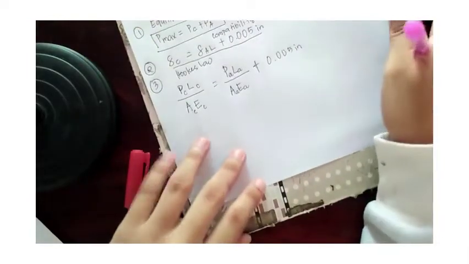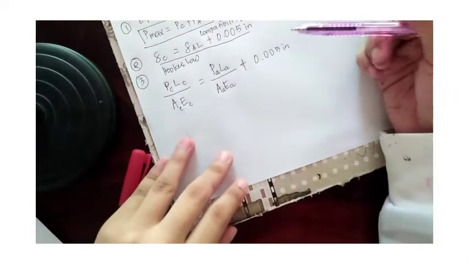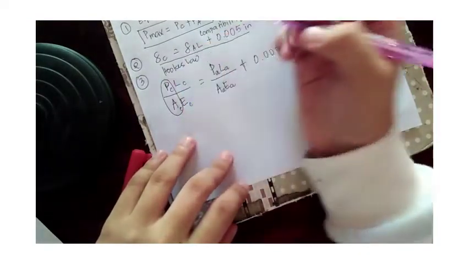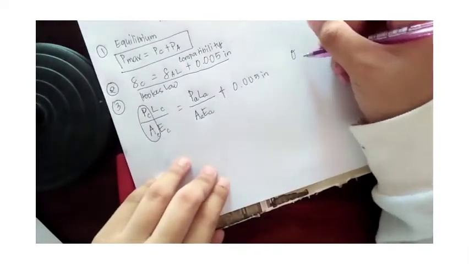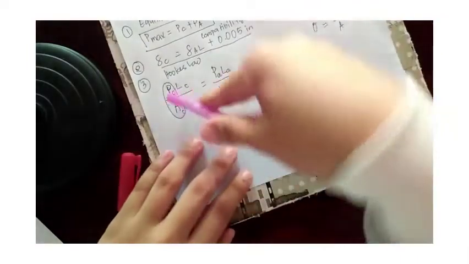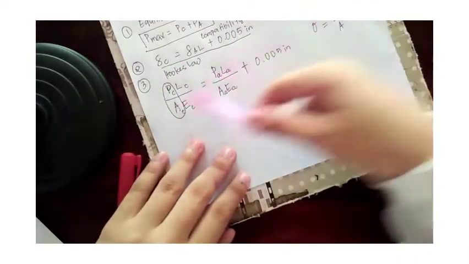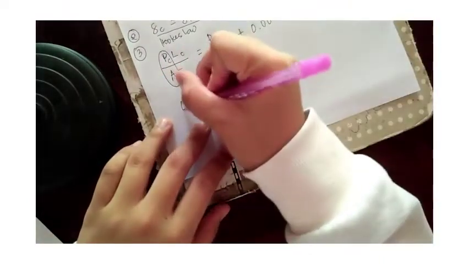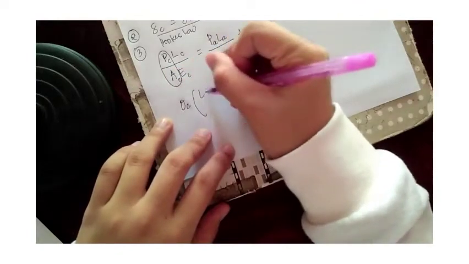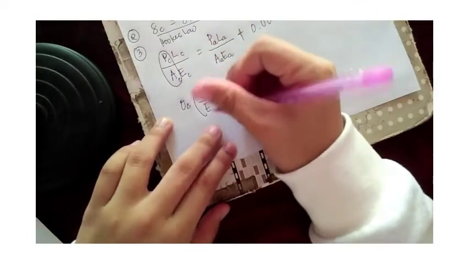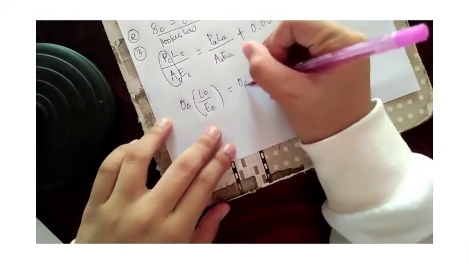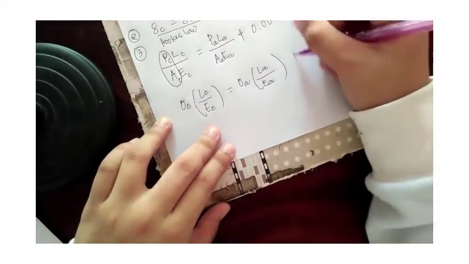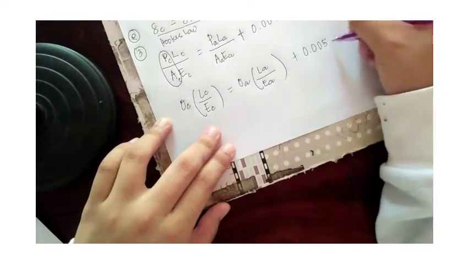0.005 inches. Then, if you notice in the deformation formula, this part is stress. Right? Stress is equal to P over A. So, instead of using this, let's just use stress so it is easier to substitute. So, stress of copper times length of copper over elasticity of copper is equal to stress of aluminum times length of aluminum over elasticity of aluminum plus 0.005 inches.